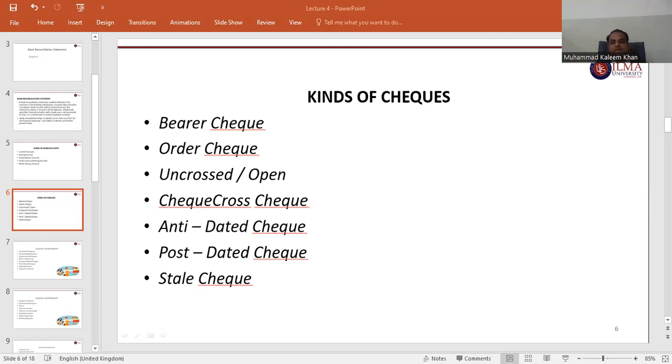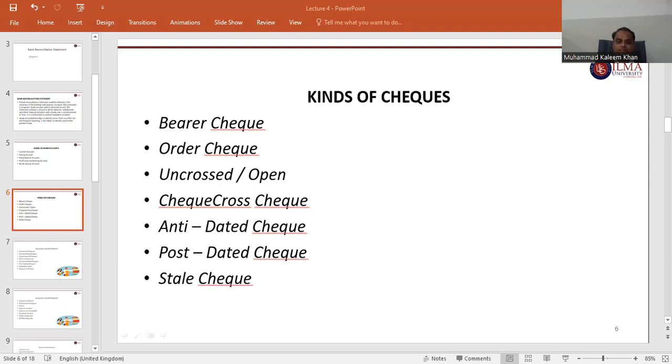Post-dated check. If a check bears a date which is yet to come, it means a future date, then it is known to be a post-dated check. A post-dated check cannot be honored earlier than the date on the check.